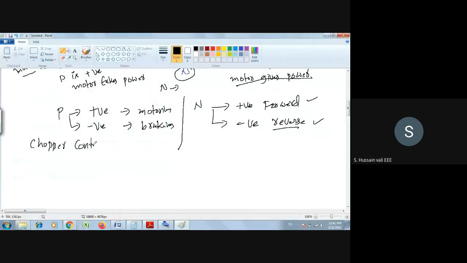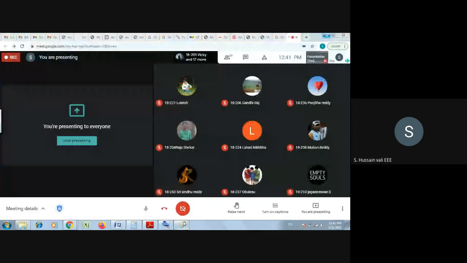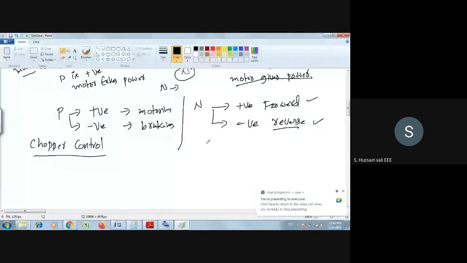So what are we doing now? We are controlling the chopper to control the motor. But before this, what are the other topics? What are the other methods you have to control a motor? Controlling a motor is nothing but controlling the speed and the torque. That's the meaning of controlling a motor.